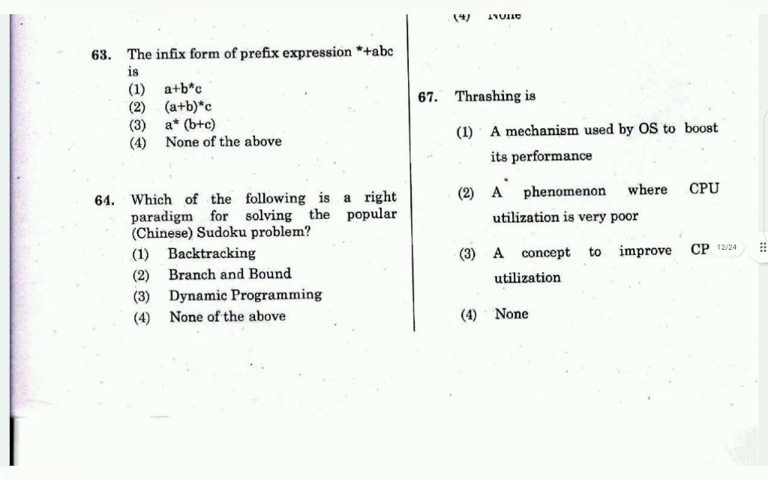Next, thrashing is. Thrashing occurs when excessive paging reduces CPU efficiency due to frequent page faults. It leads to poor CPU utilization because the system spends too much time swapping pages. So here most of the time is wasted swapping the pages. So that's why thrashing will occur. So a phenomenon where CPU utilization is very poor is called thrashing. So option 2 is the correct answer.